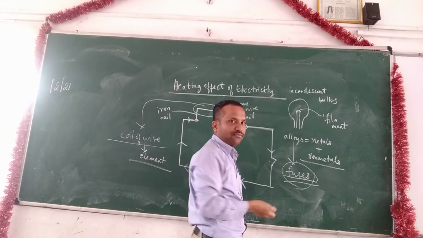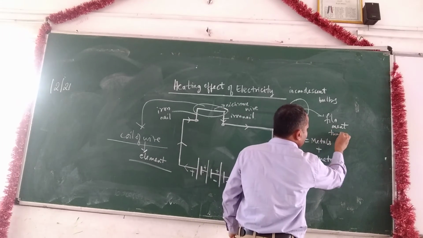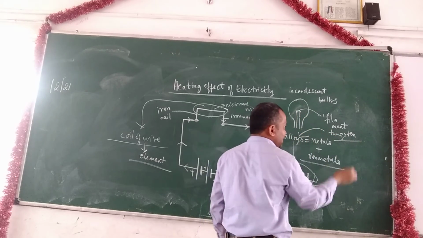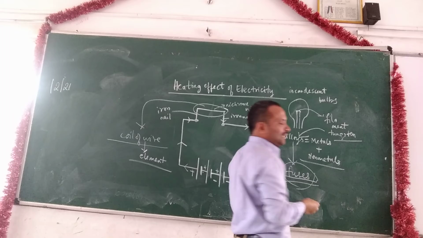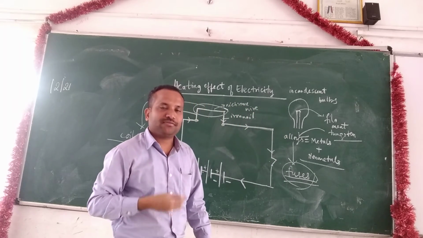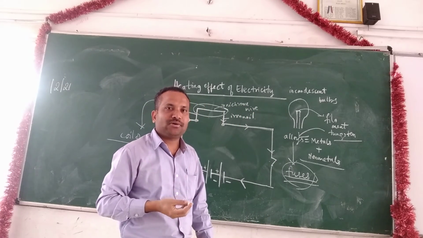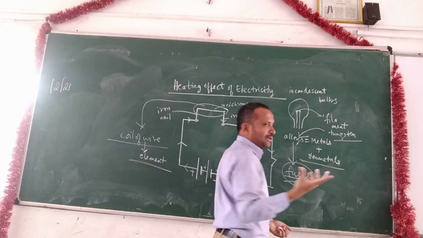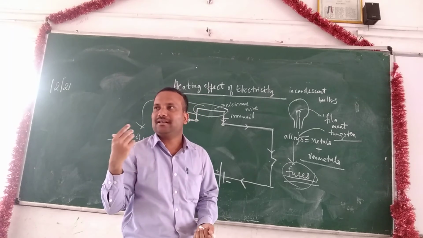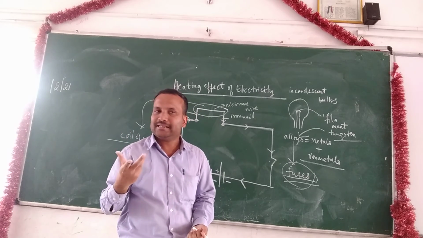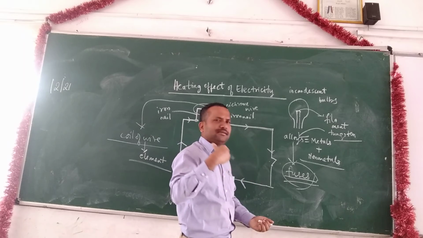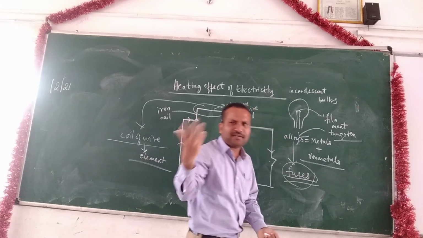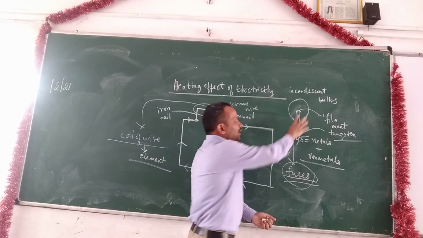The filament is made out of tungsten, an alloy. So this filament is getting heated up because of electricity. When current passes through, the filament becomes red hot and it emits light and heat. But a lot of current is getting wasted in heating up this filament.